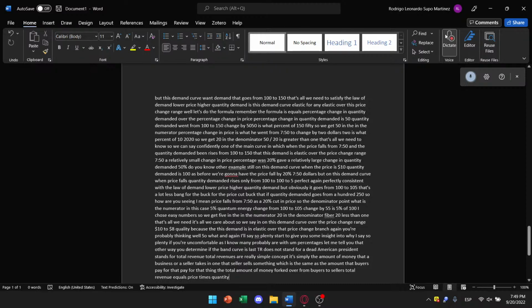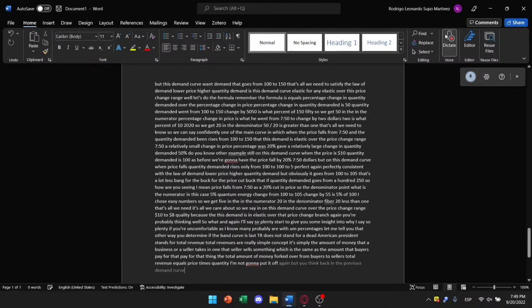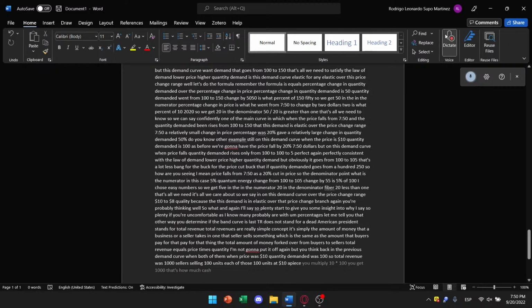Total revenue equals price times quantity. I'm not going to put it up again, but if you think back to the previous demand curve, when price was $10, quantity demanded was 100, so total revenue was 1,000. Sellers were selling 100 units. We're selling each of those 100 units at $10 a piece. You multiply 10 times 100, you get 1,000. That's how much cash the sellers took in when they were charging a price of $10, which is also then the total amount of money that buyers paid during that period for this good.